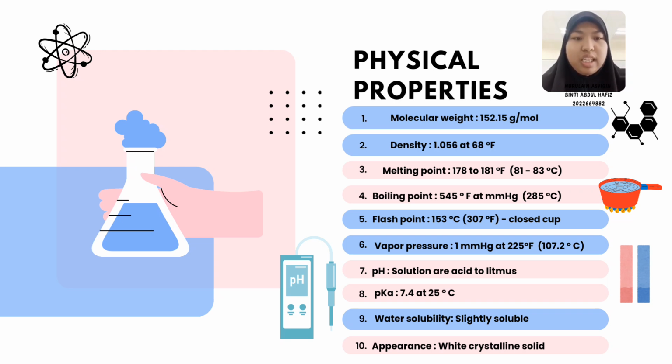The pH for vanillin is acidic and the pKa for vanillin is 7.4 at 25 Celsius. The water solubility for vanillin is slightly soluble, and the appearance for vanillin is a white crystalline solid. That's all for the properties of vanillin. Thank you.